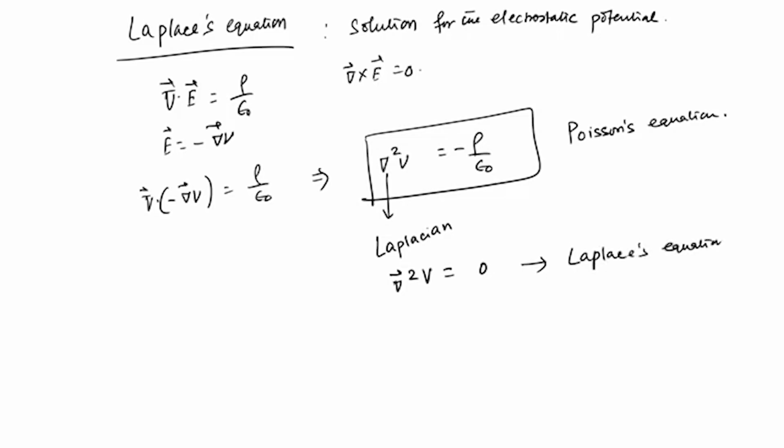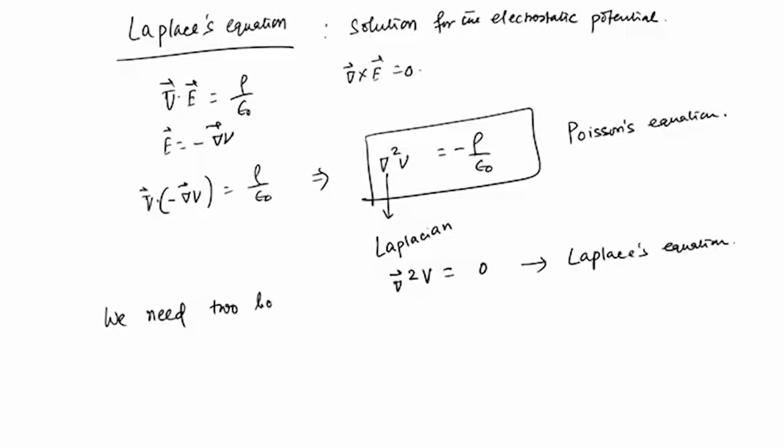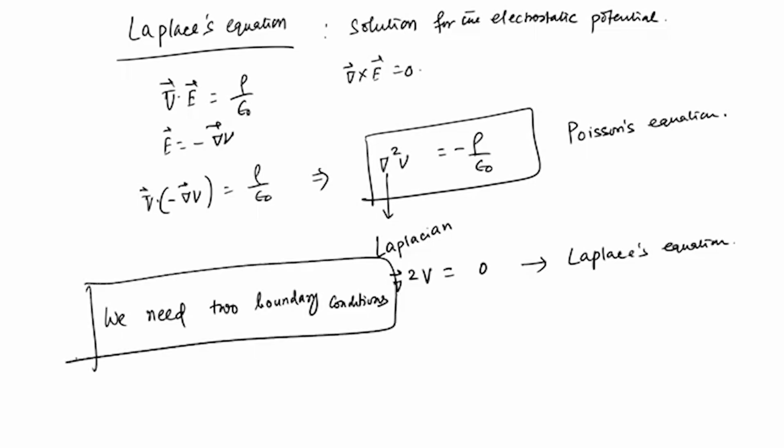And just like the Poisson's equation, you have a right hand side which is non-zero. Here you have a right hand side which is equal to 0. Okay. And now whenever there is a differential equation that you need to solve, you need to have the boundary conditions. And because it is a second order differential equation, we need two boundary conditions to solve for V. And what are the two boundary conditions?